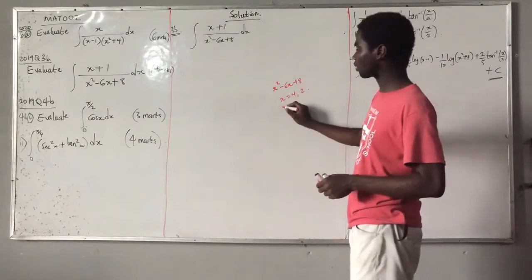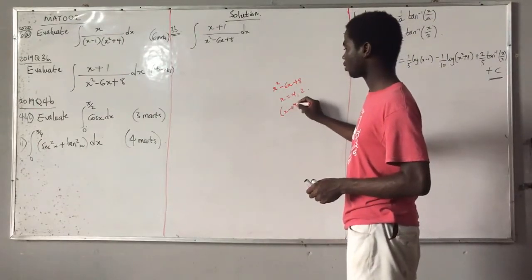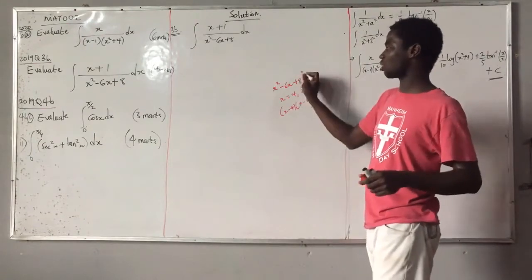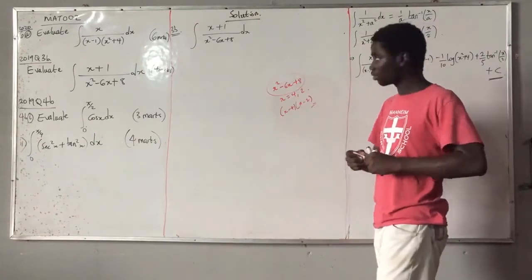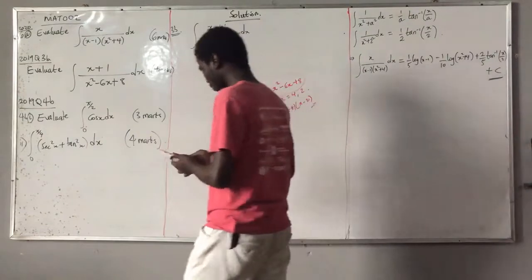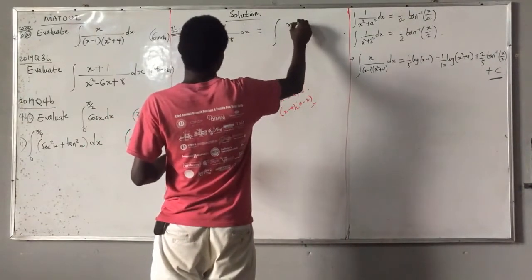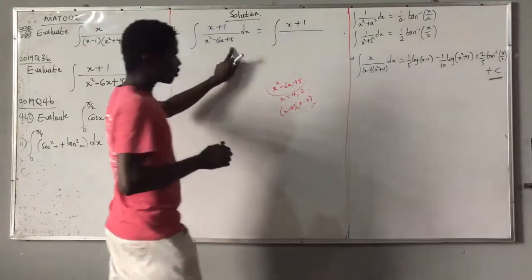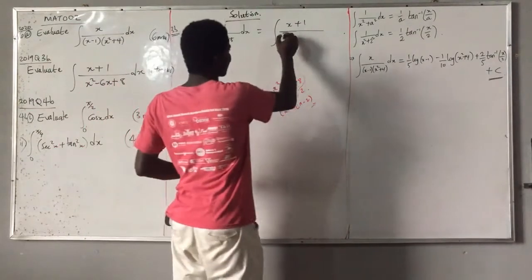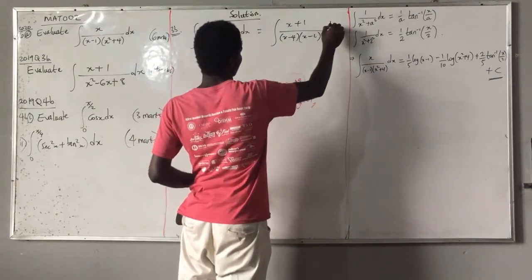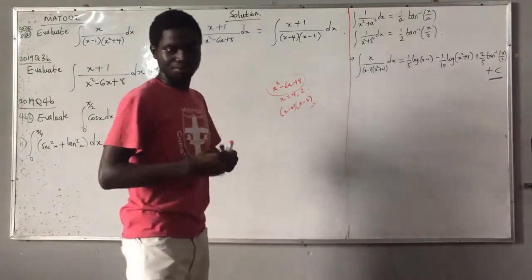So that means to factorize this one would have been s minus 4, s minus 2. This is the factorization of this one. Do you understand? So what am I trying to say? What I'm trying to say is that this will be equal to the integral of s plus 1 over the denominator, which will be s minus 4, s minus 2 ds.